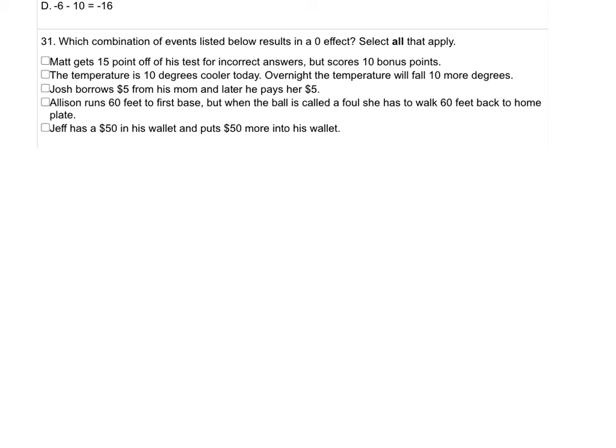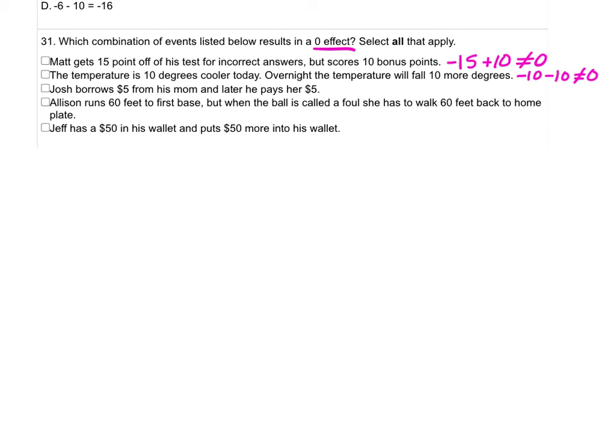Number 31, which combination of events listed below results in a zero effect? Select all that apply. Well, these would be opposites. So Matt gets 15 points off of his test for incorrect answers, but scores 10 bonus points. So he loses 15 and then he adds 10. That is not going to be zero. The next one, the temperature is 10 degrees cooler today. Overnight, the temperature will fall 10 more degrees. Negative 10 minus 10 will not equal 0.